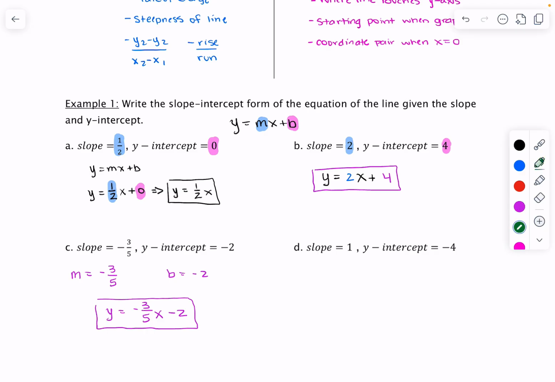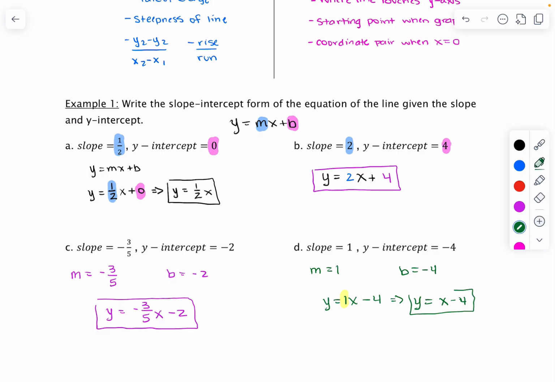In the last example, D, my slope equals 1, so that means m equals 1. My y-intercept is -4, so that means b is -4. And in y equals mx plus b, that's going to look like y equals 1x minus 4. Now, in algebra, do we see this 1 in front of the x here? Right there. In algebra, we don't include those 1s in front of the x. We make those 1s invisible. So the best answer to this would just be y equals x minus 4.